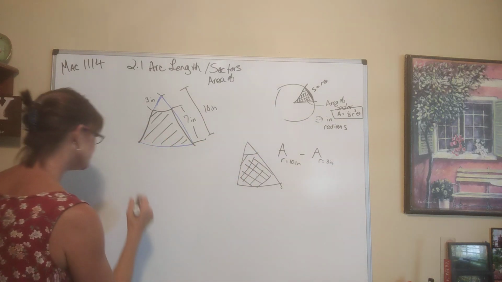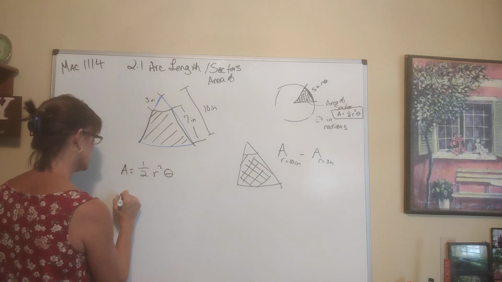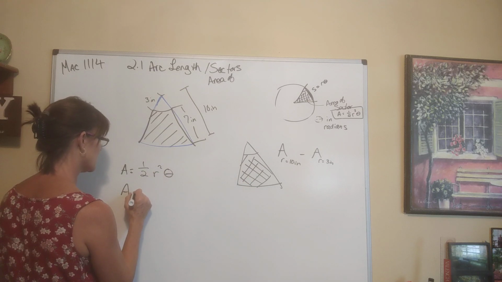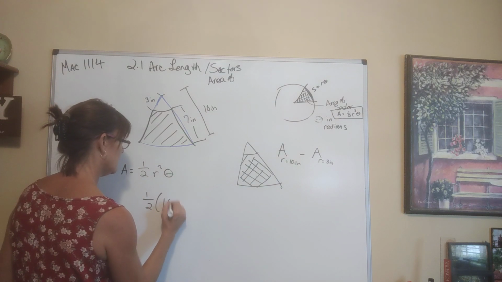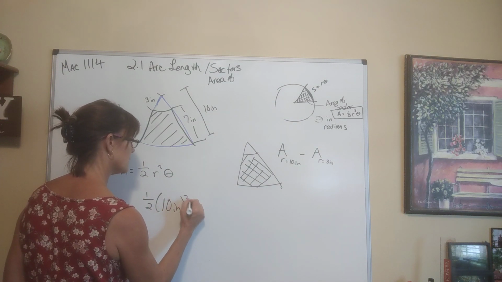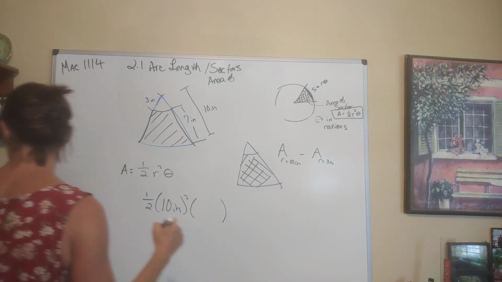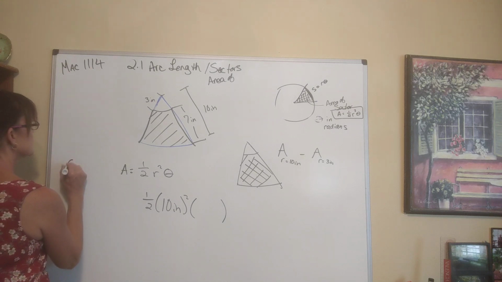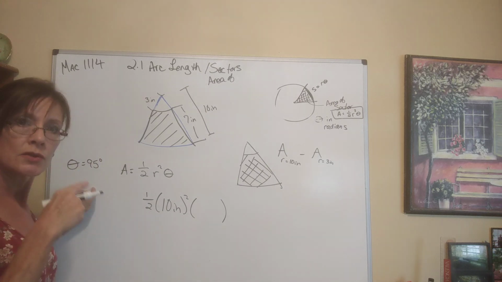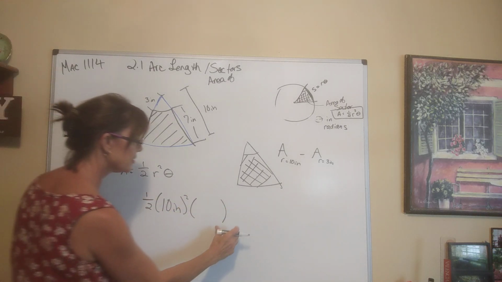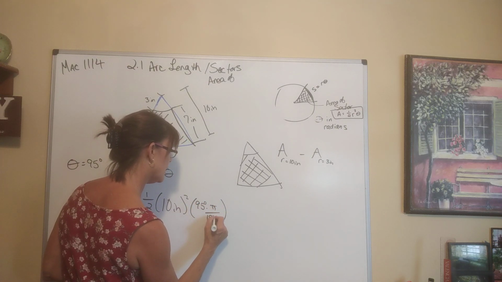So it goes like this. Area is 1/2 r squared theta. We're going to take the area of the 10 inch, so this is going to be 1/2 times 10 inches squared times theta. What was the angle that it said it did? It said the theta was equal to 95 degrees. So you can either take this and convert it into radians and then just put that in there, or you can convert as you go. I'm just going to convert as I go. 95 degrees times pi over 180.